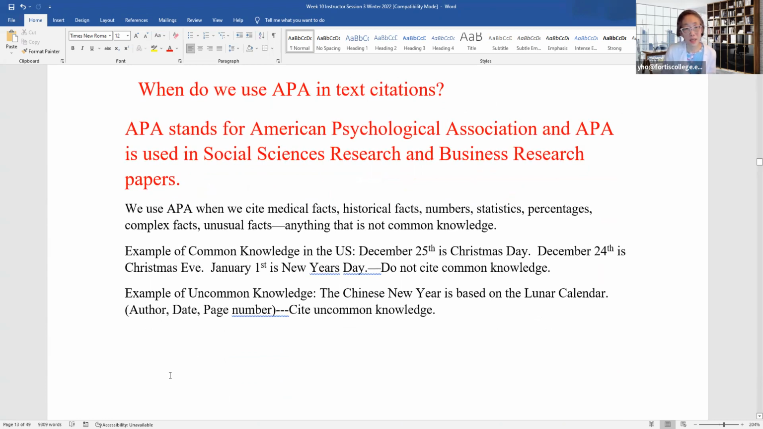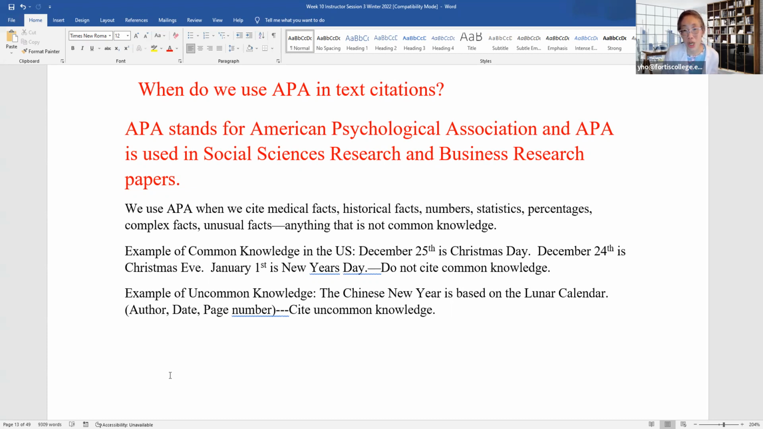When do we use APA in-text citations? APA stands for American Psychological Association, and APA is used in social science research and business research papers. We use APA when we cite medical facts, historical facts, numbers, statistics, percentages, complex facts, unusual facts, anything that is not common knowledge in American society. So an example of common knowledge in American society is December 25th is Christmas Day. December 24th is Christmas Eve. And so in America, you don't need to cite it.